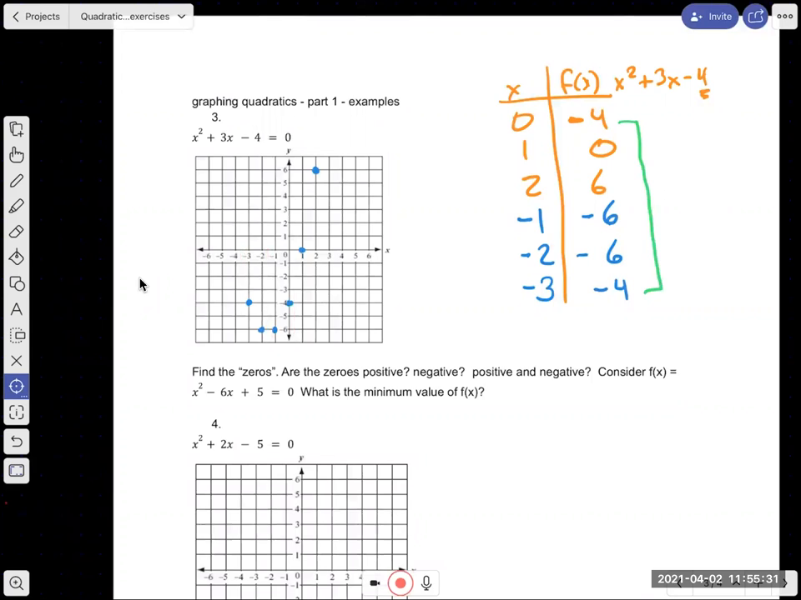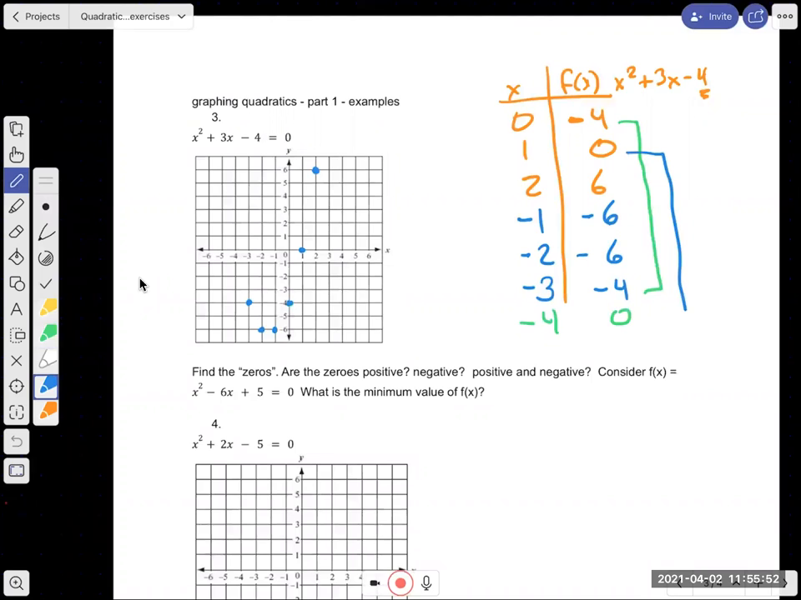And if we try that out, let's try it out. So minus 4. Minus 4 times minus 4 is 16. So 16 plus 3 times minus 4, 16 plus minus 12 is 4. Minus 4 is 0. And there it is, right? So we've got another symmetry there. And we said, all right, I'll put that in. So minus 4 is our other 0.